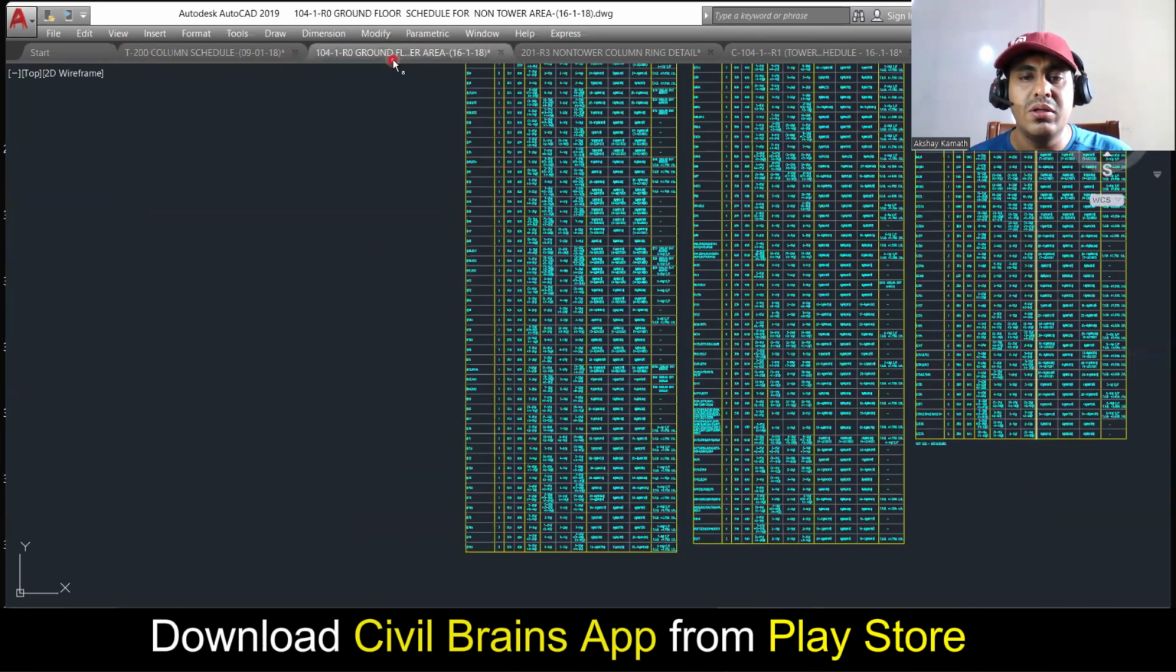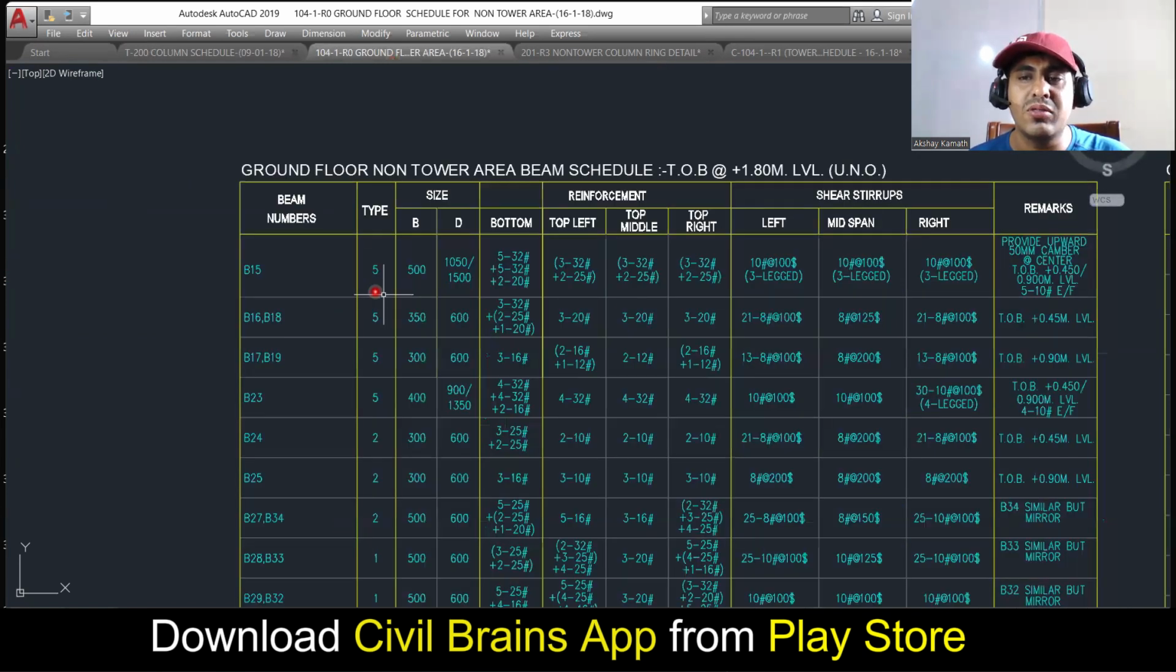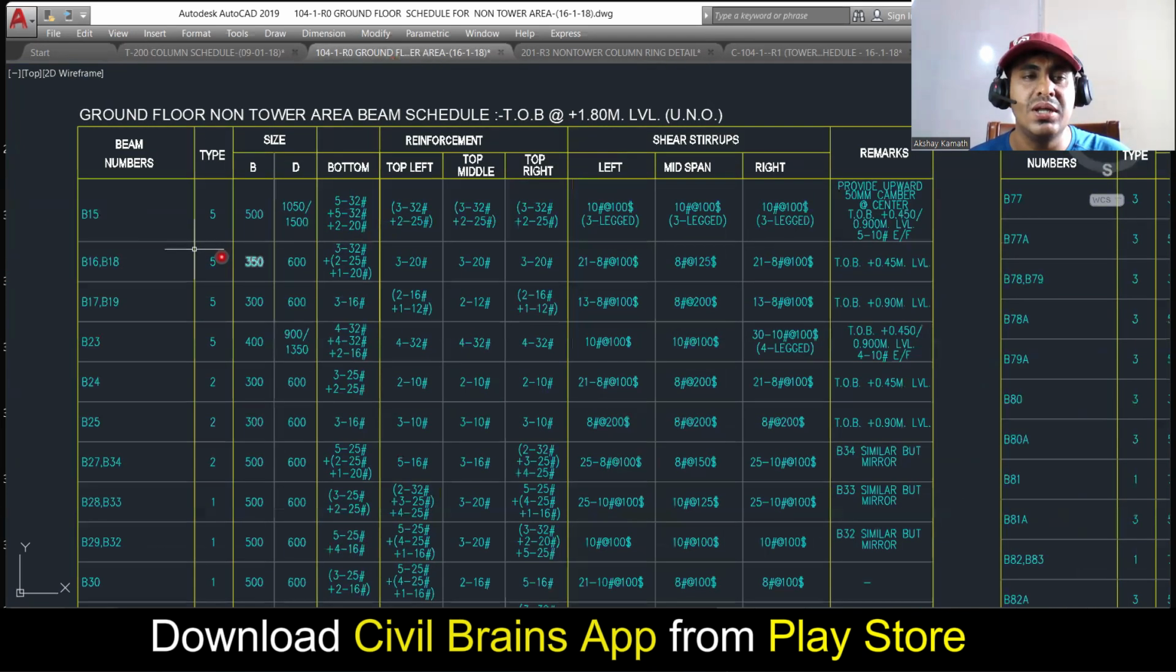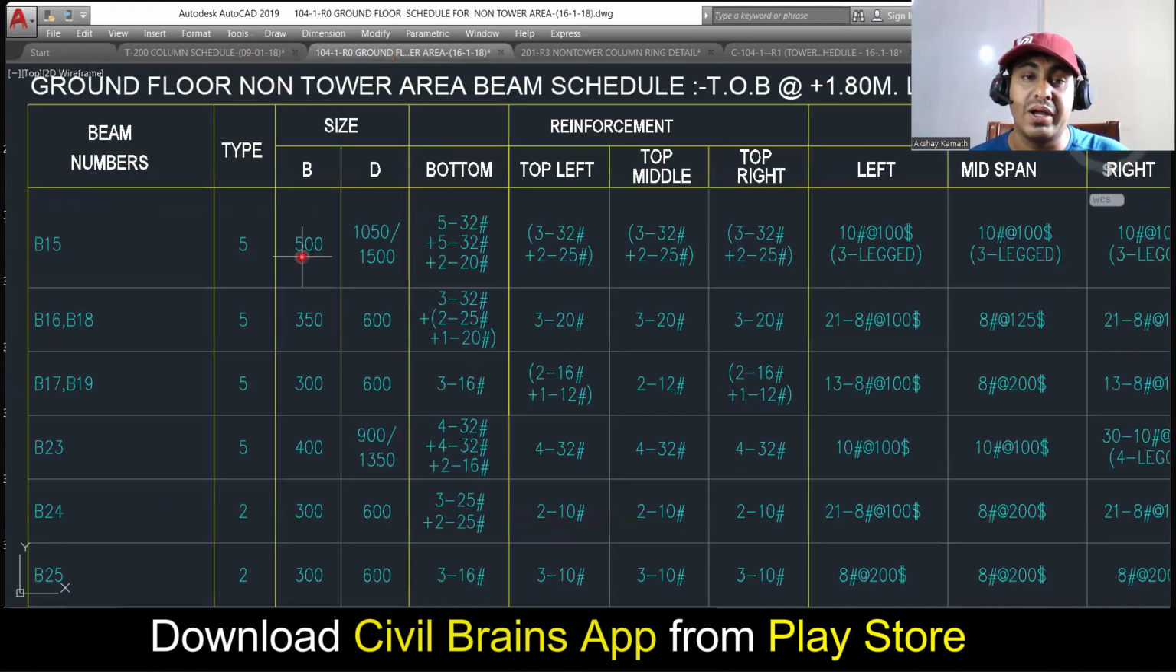I'll show you one more drawing. In the same way, this is for the beam detail. Again, beam is very simple. I'll not explain. Just by looking at it, you will be able to understand. This is B15 beam. Then they have given the size of the beam. Breadth of the beam is 500. Depth of the beam is 1500.